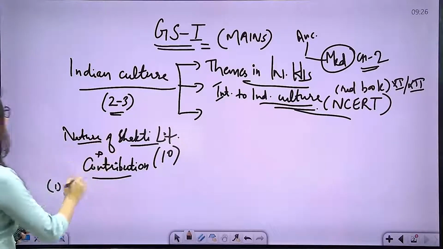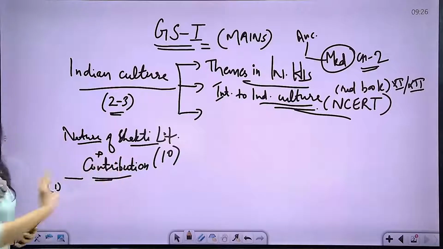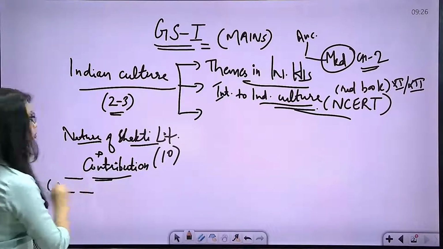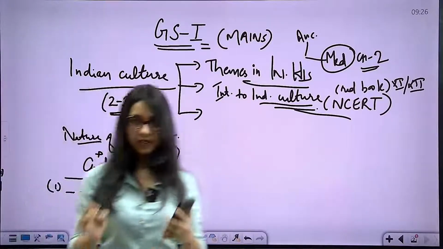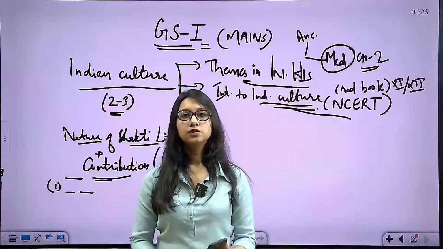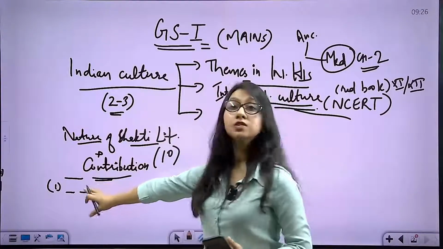First, you have to form the point. What was the nature of Bhakti literature? Maybe you give the heading directly, Nature of Bhakti literature, because that is what is asked in the question. Then you write use of regional languages. That was the first and foremost significance of Bhakti movement's literature, because it was first in history.